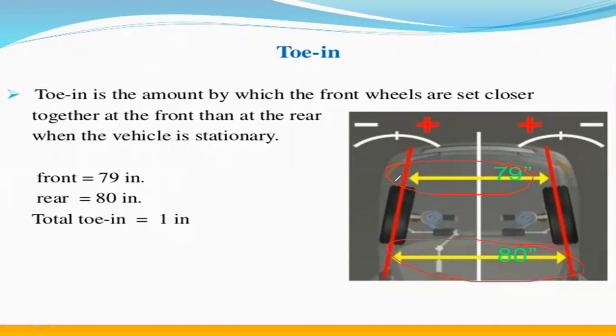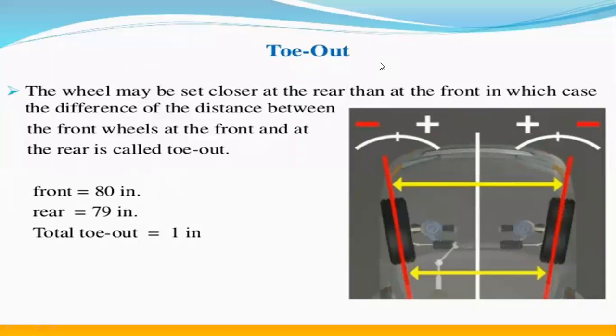The direction of the wheels is toward the positive side of the vehicle. You can see that on the positive side, the wheel should be aligned in that axis. This alignment is called toe in. Okay.